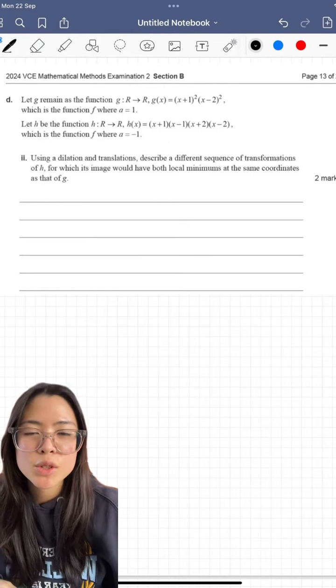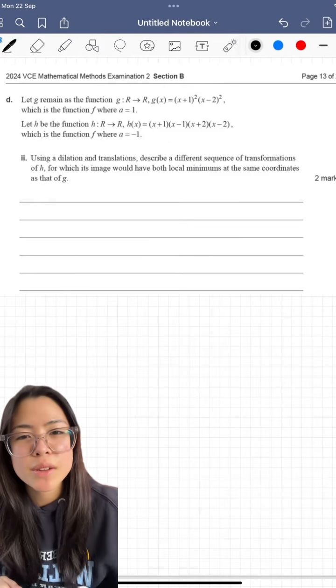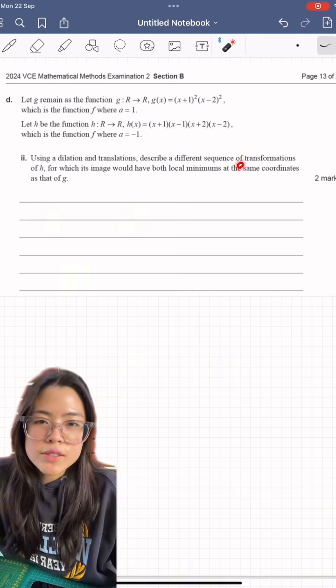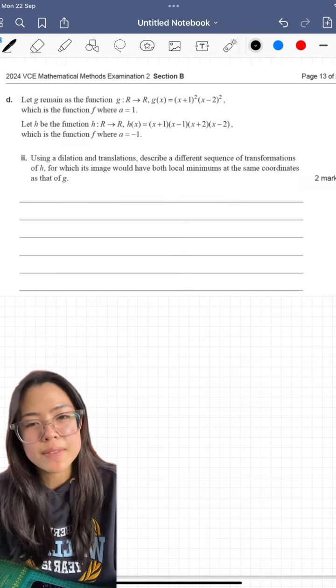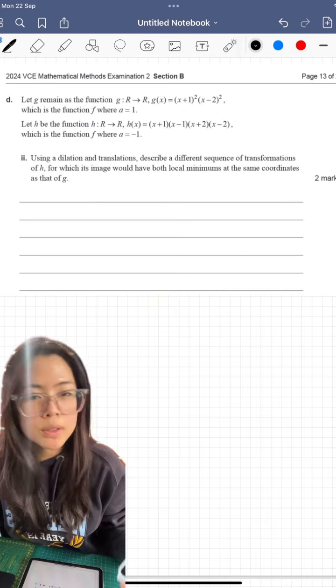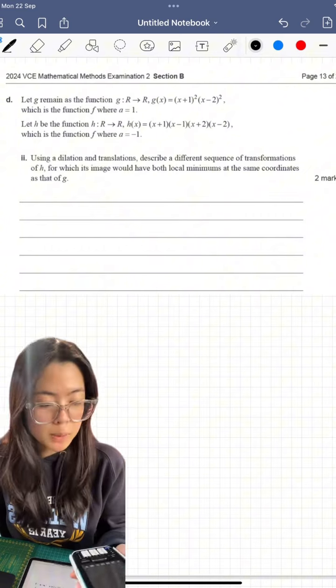Almost 80% of students were awarded 0 marks for this question, so let's go through it. This question gives us two functions, g and h. It wants us to find transformations of h so that its local minima will have the same coordinates as that of g. And because this is Exam 2, it's important that we can use our CAS calculator as much as possible to help us for this question.